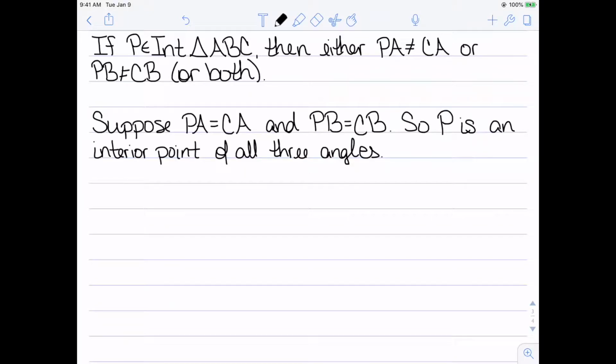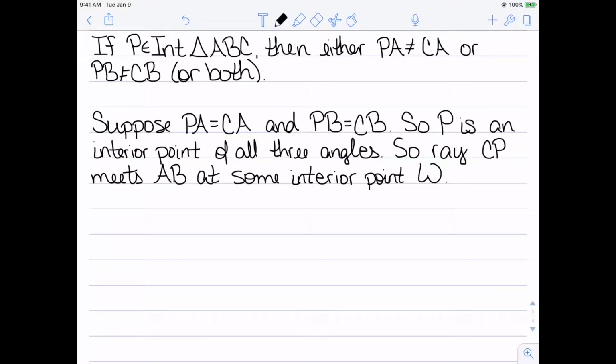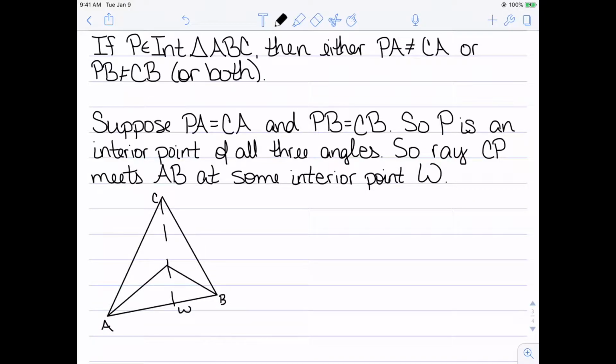Since P is an interior point of the triangle, we know it's an interior point of all three of the angles of the triangle. Then we know that ray CP will meet our side AB at some interior point W. So here's a quick diagram of what we have right now. I have this triangle ABC. I drew the ray CP, and P is right here at this point, intersected with segment AB and got W.